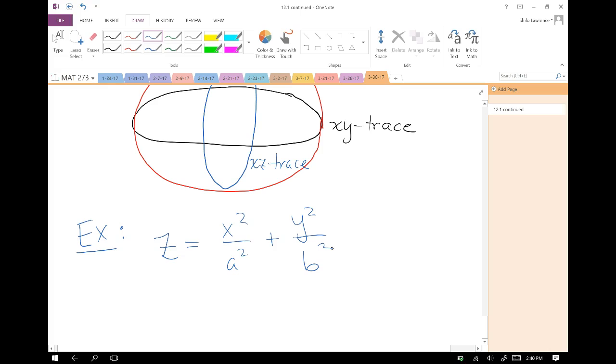Yes. We can't just pick a random one. What do you mean pick a random one? After the trace, we can't just set one randomly equal to zero. You're going to have to do all three. We need to know what it looks like in all three dimensions. We need all three of them. We need the XY trace, the YZ trace, and the XZ trace.